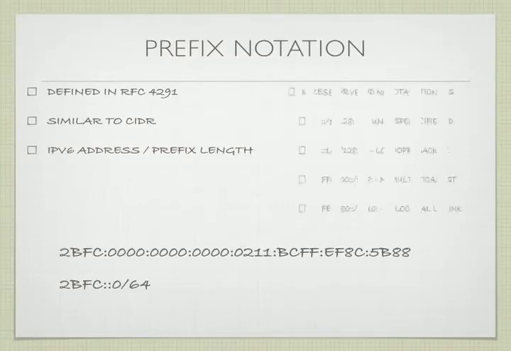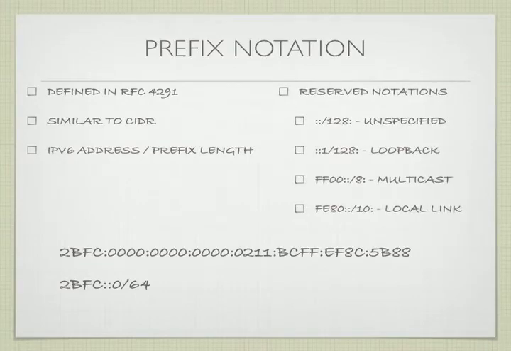So the prefix length, these are the reserved notations for special purpose devices. An unspecified address is double colons and slash 128. A loopback address is double colon 1 slash 128. And multicast is at FF00, and link local is at FE80. So those are the predefined addresses for those special purposes.